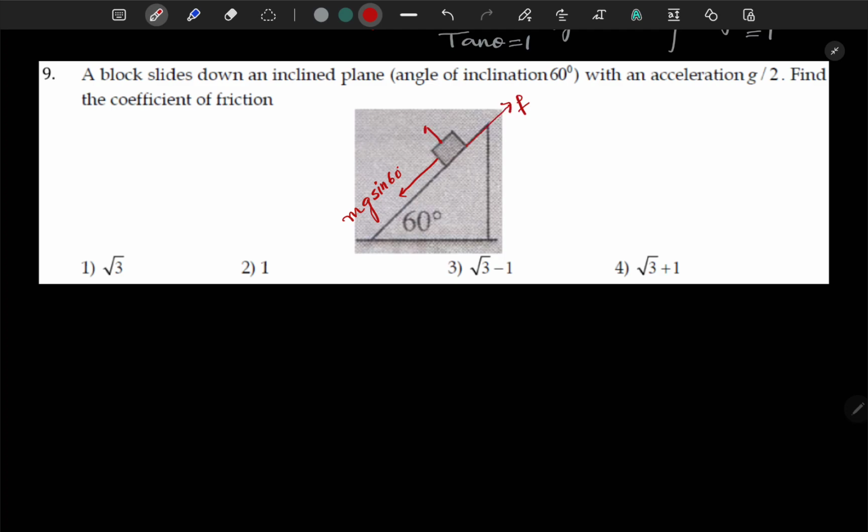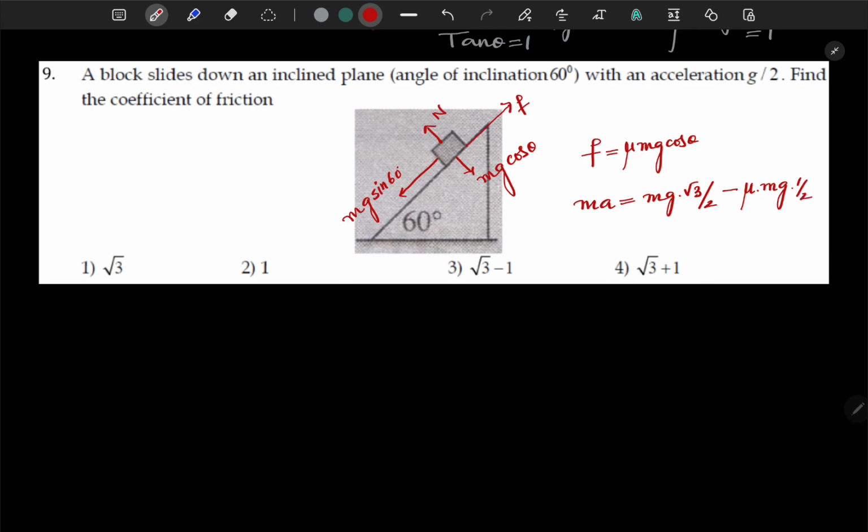And this is the normal force, and this is mg cos theta. In this case the friction is mu times the normal reaction, which is mu mg cos theta. So the net force in the downward direction, ma, is equal to mg sin 60, which is root 3 by 2, minus mu into the normal reaction, which is mg cos theta, which is mg into cos 60.